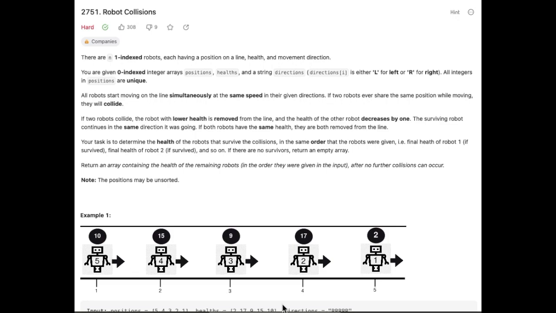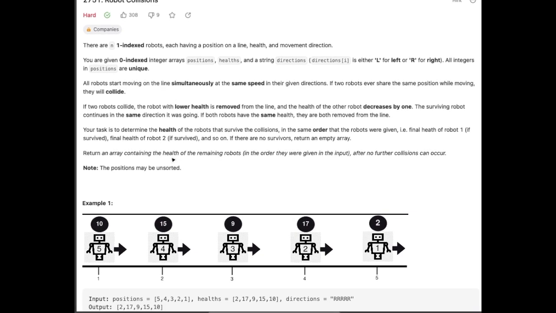Hey everyone, so today let's try to solve this problem called robot collision, which is another hard problem that I'm trying to explain. So basically in these problems you are given a bunch of robots.